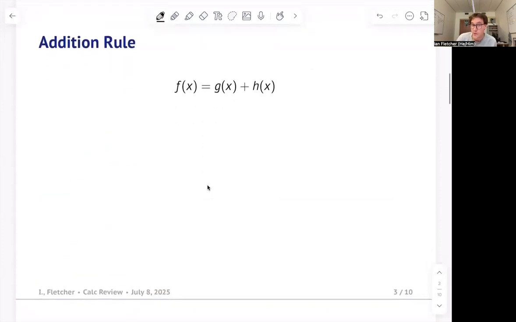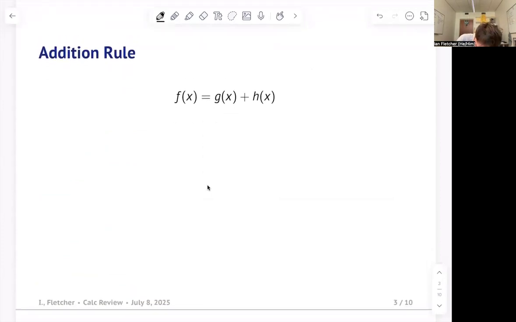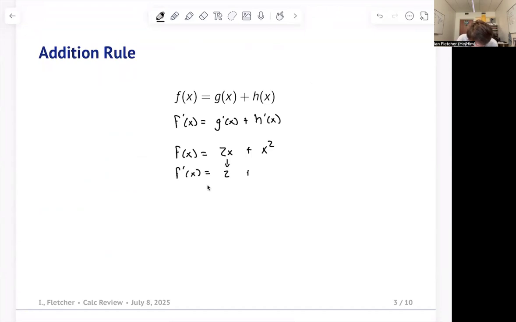The addition rule, also going to be pretty straightforward, pretty simple. So if we have this, then our f prime of x should just be equal to the derivatives of the two components in between, right? So if we have f of x equal to 2x plus x squared, then we can just take the derivative of this first term plus the derivative of the second term to have our final solution.